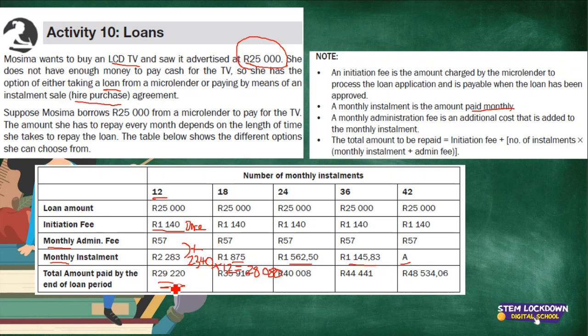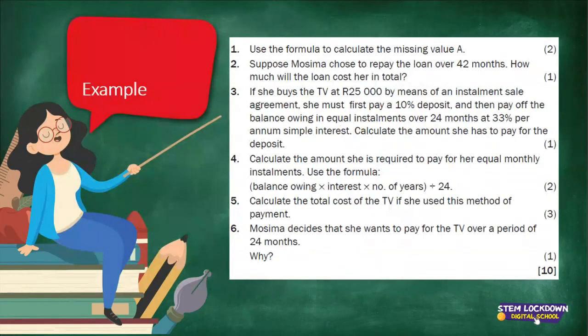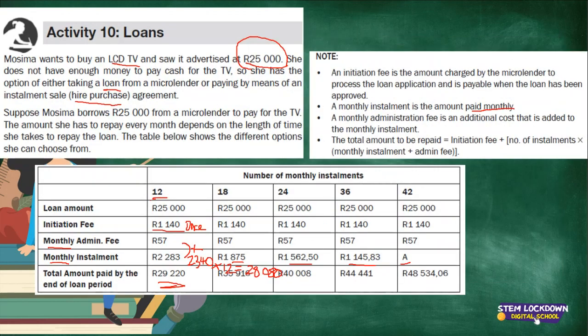Now let's look at the questions. First question. Use the formula to calculate the missing value A. So we need to look for the missing value A, this one. There it is, missing value A. We need to use the formula to calculate the missing value A. What formula are we talking about? This formula here. Okay, let me help you a bit, and then you will continue on your own.